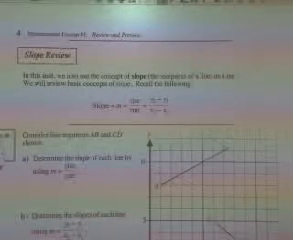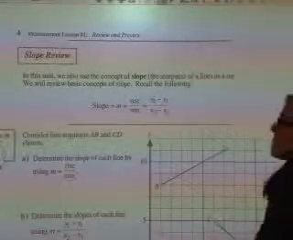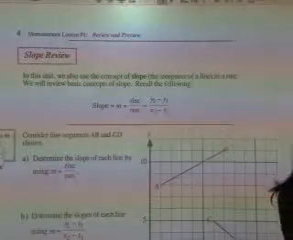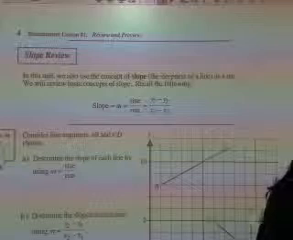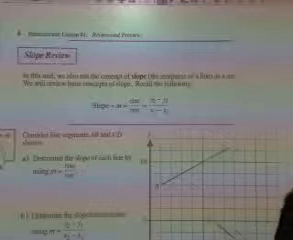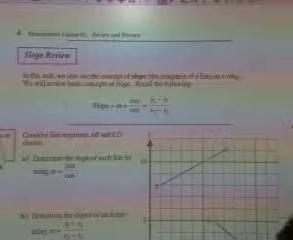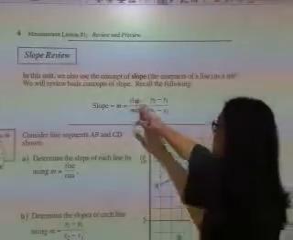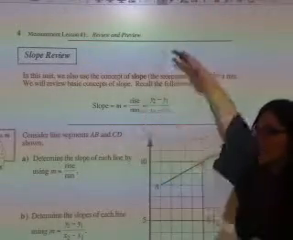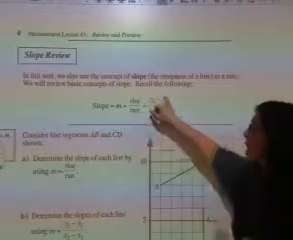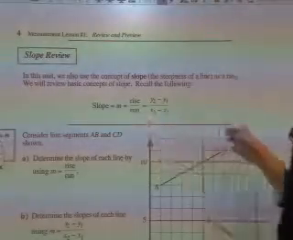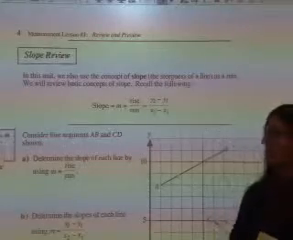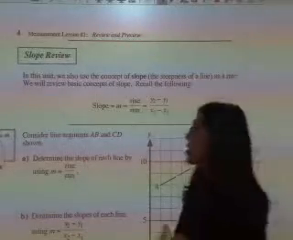Kind of remember slope? How do you describe slope? Rise over run. It's the steepness of the line. The higher the slope, the steeper the line is. Okay? Rise over run. Rise is my change in my vertical height, which is my change in my y coordinates. The run is my horizontal length, which is the change in my x coordinates. So if we look at line segments AB and CD.